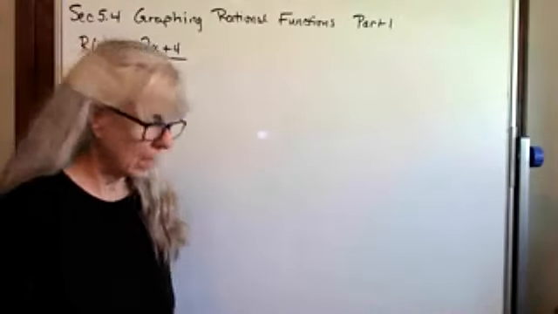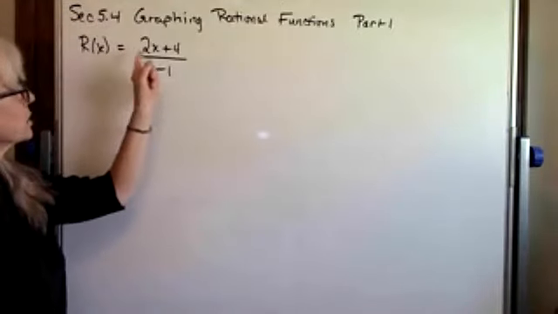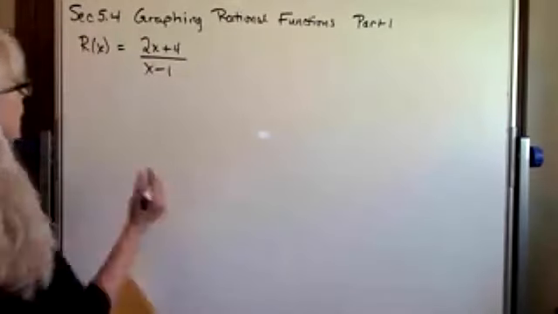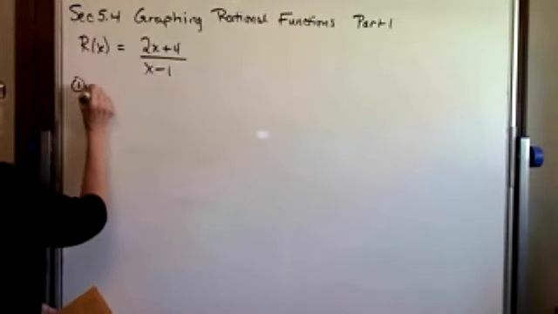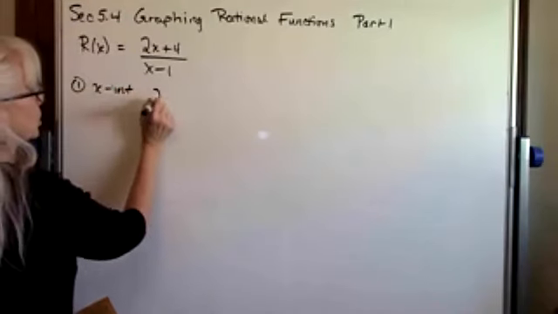So the first one we're going to graph, example 1, is the rational function f of x equals the quantity 2x plus 4 over the quantity x minus 1. Let's go through the steps kind of slowly the first time. The very first thing we're going to do is find the x-intercept. And to do that, we set the function equal to 0.